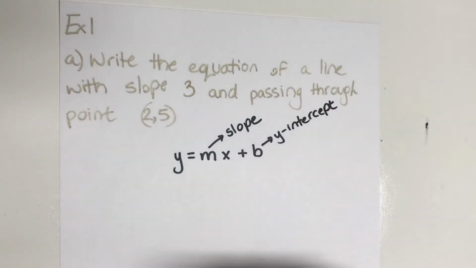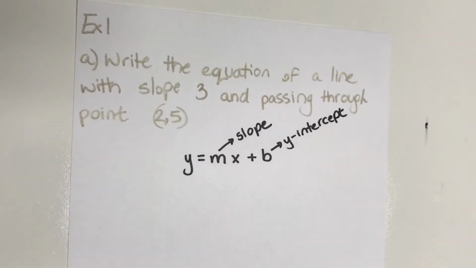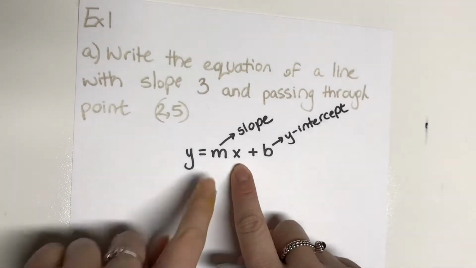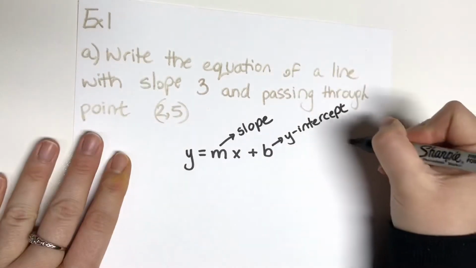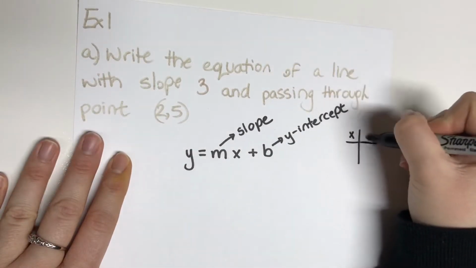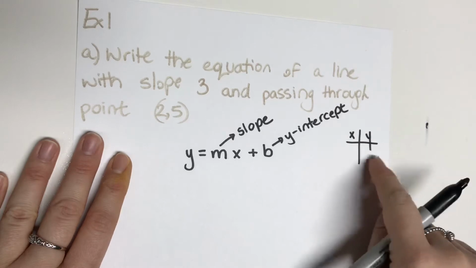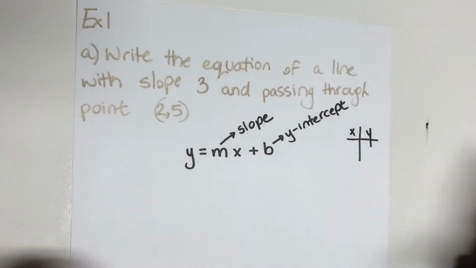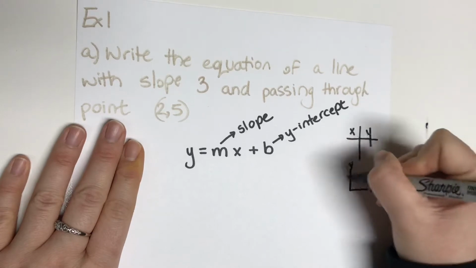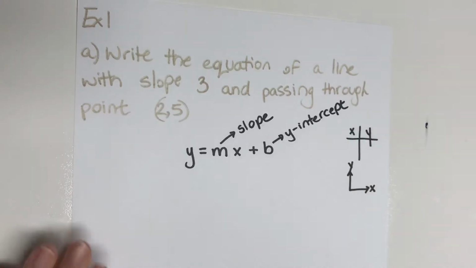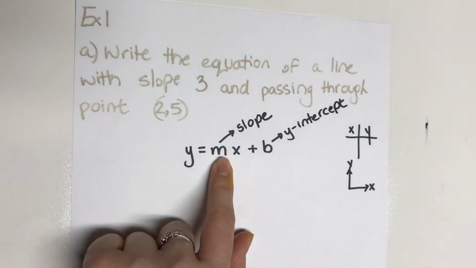X and y represent the x and the y values on the graph, so our independent and our dependent variable. So that's what x and y represent. When we make our table of values, it's the same x and y's that we see on the table of values. It's the x and y that we see on the graph. And then this is our slope, our rise over run.